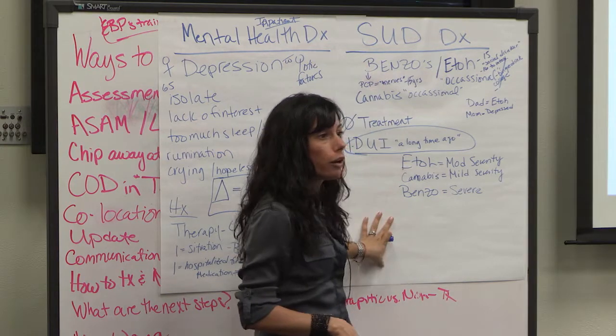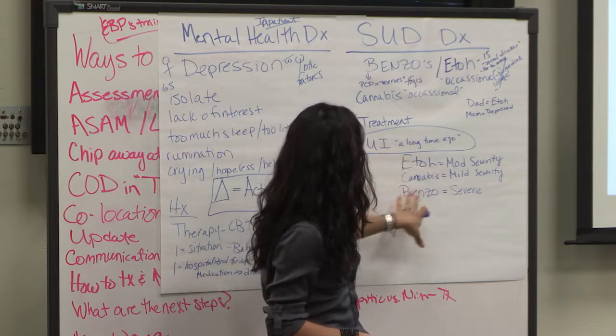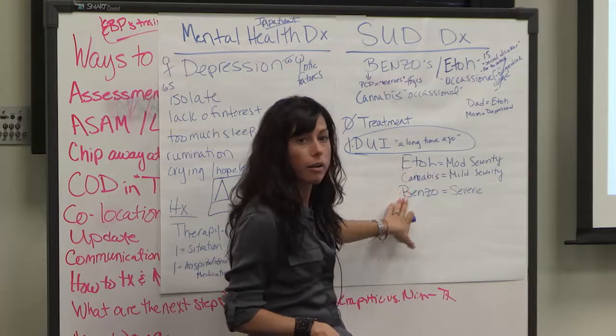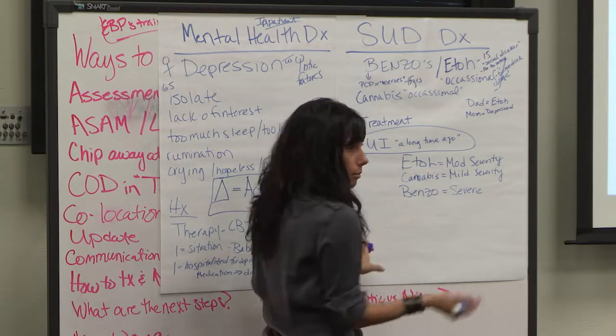Okay, so where do you put her in a stage of change related to her substance use disorder for her benzos? Because we're not even really going to go with the cannabis and the alcohol right now. Pre-contemplation. Pre-contemplation, not a problem. What's the problem?